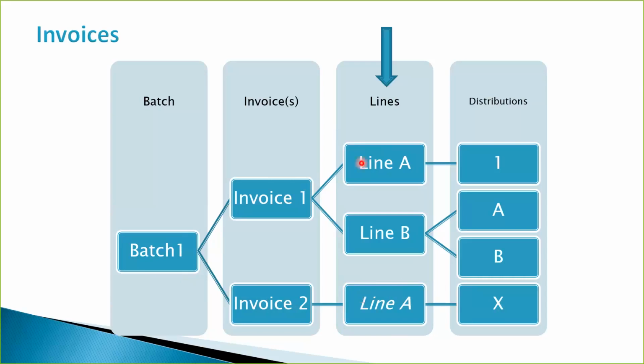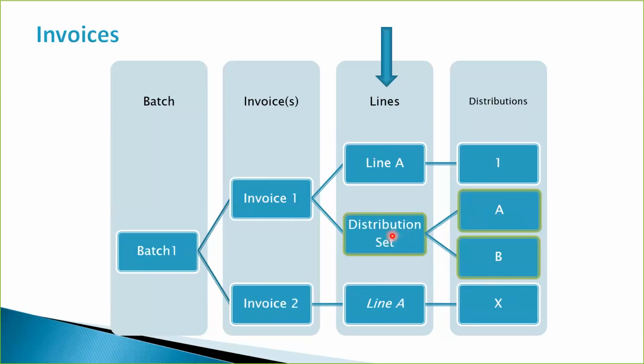However, we know that we can have this situation shown by line B, whereby instead of entering the account at the line level in the field where it says distribution account, we can go to the distributions and enter different accounts if the amount on this line is being split among different accounts, okay? So lines will be split into one or more distributions, okay?